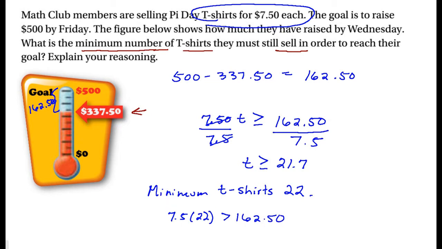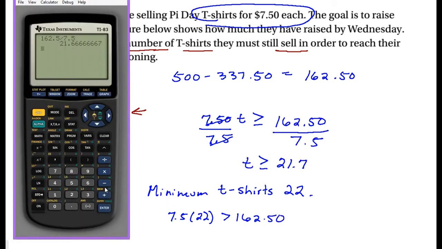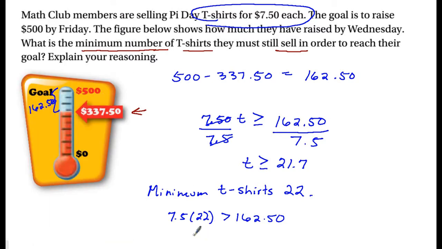So let's go ahead and check that. We multiply 22 times 7.50, and we get 165. Well, 165 is greater than 162.50, so that works out for our correct answer. Okay, let's move on to the next problem.